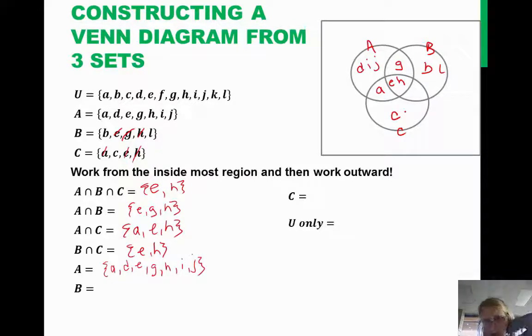So the last thing we need to do is look at what is in U only. So let's do that. We'll cross out any of the letters that we have already in the Venn diagram off of U. So we've already got A, we have E, we have H, we have G, C, B, L, D, I, J. And the last two that we haven't got anywhere in the Venn diagram are F and K. So we're going to put those on the outside.